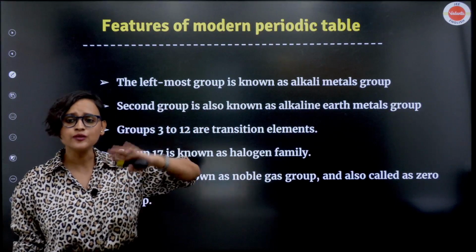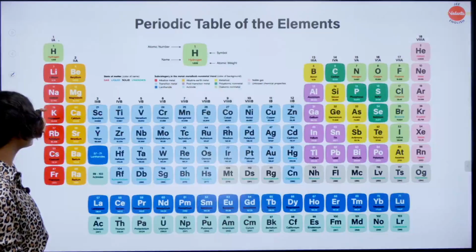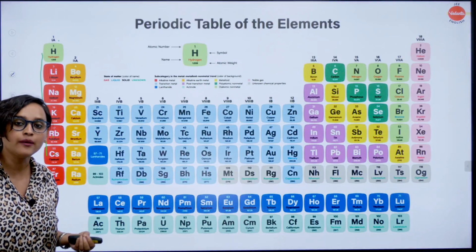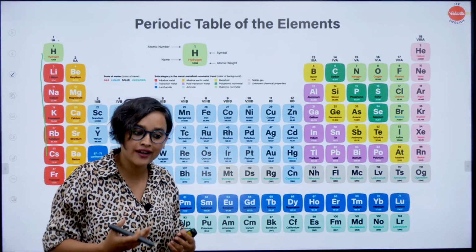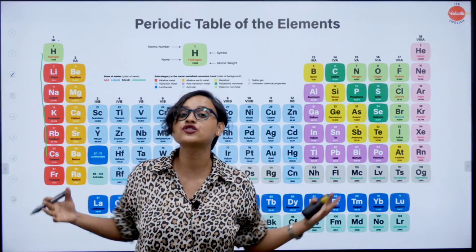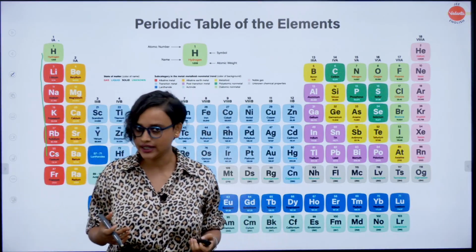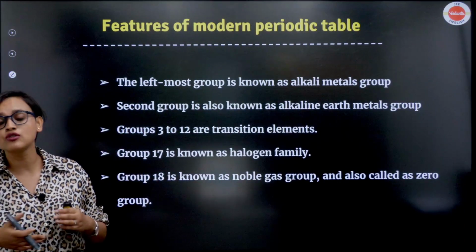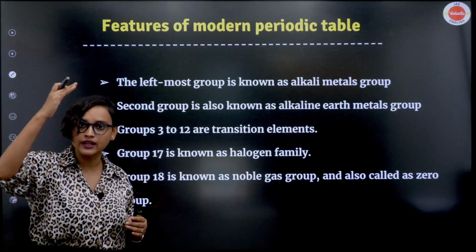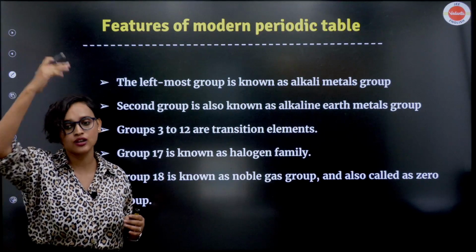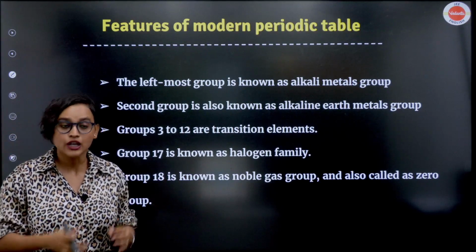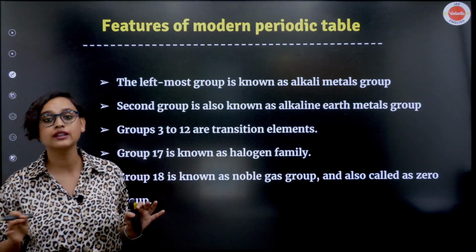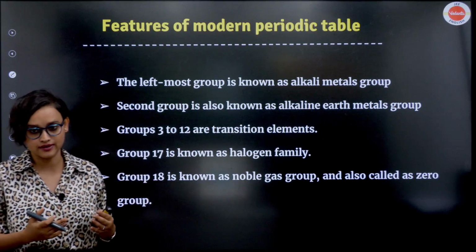Now, the leftmost group is known as what? Alkali metals. Why? Because whenever they form hydroxides, they form very strong alkali hydroxides, right? That's why we call them the alkali metal group. The second group is known as the alkaline earth metals, that is beryllium, magnesium, calcium, all of that. Group 3 to group 12 we will be studying in d block elements, and they are called transition elements, okay.